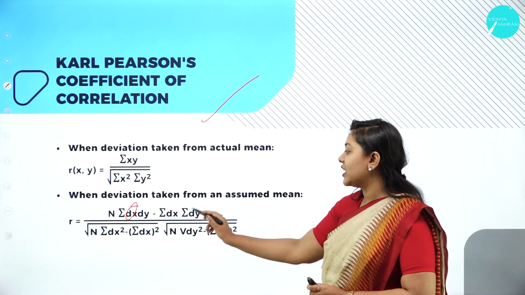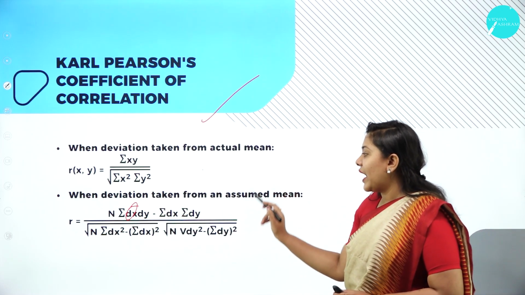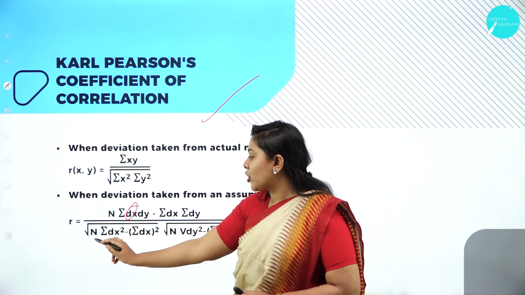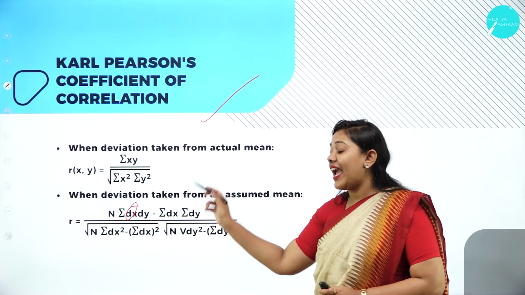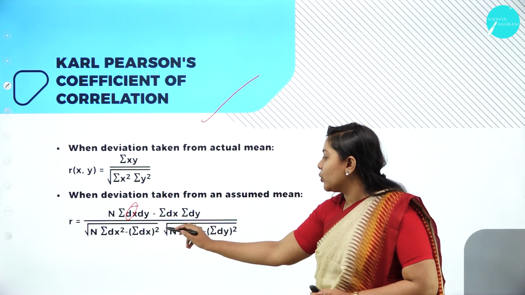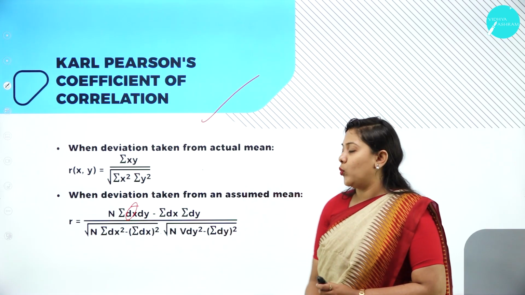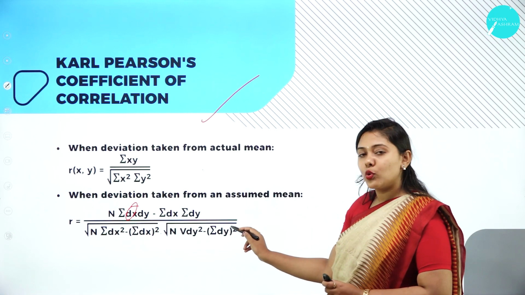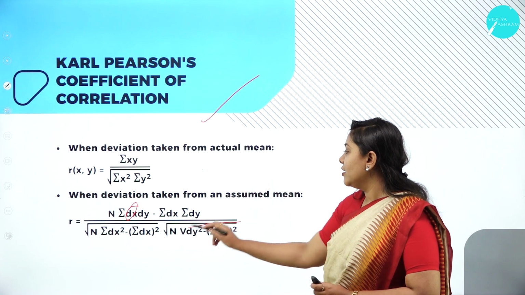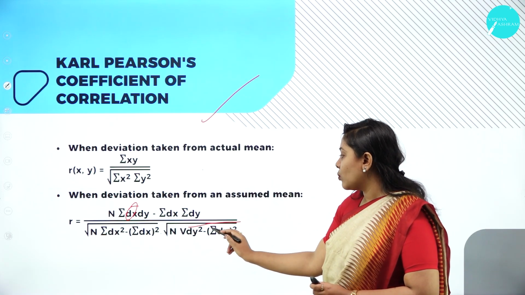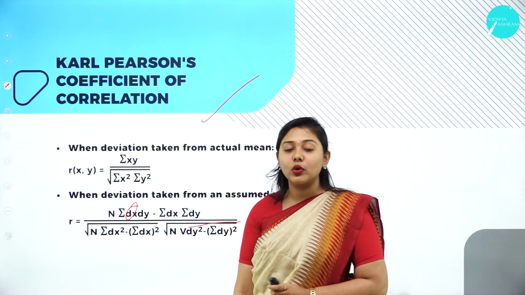So N sigma dx dy minus sigma dx into sigma dy, divided by root of N sigma dx square minus (sigma dx) whole square, into, again root of N, the number of observations, sigma dy square minus (sigma dy) whole square. So this is how you calculate.